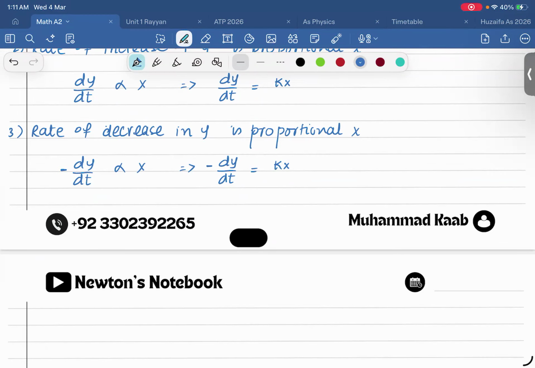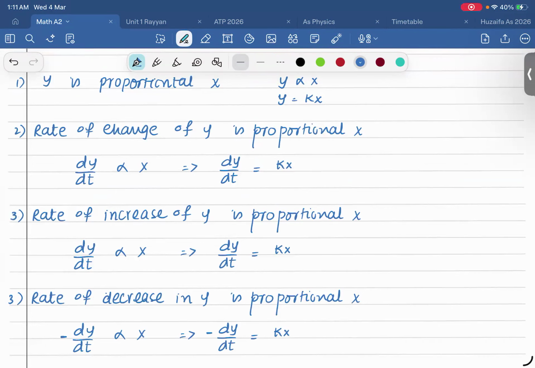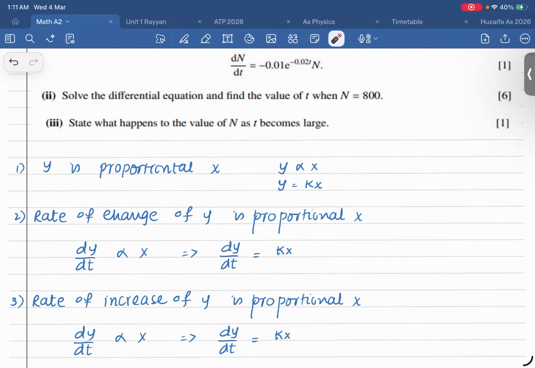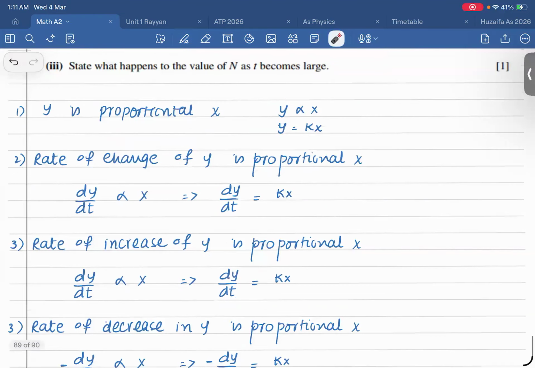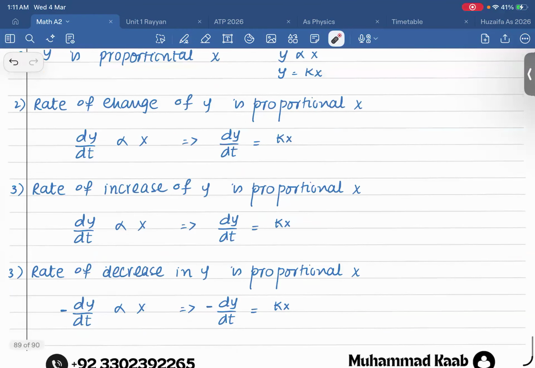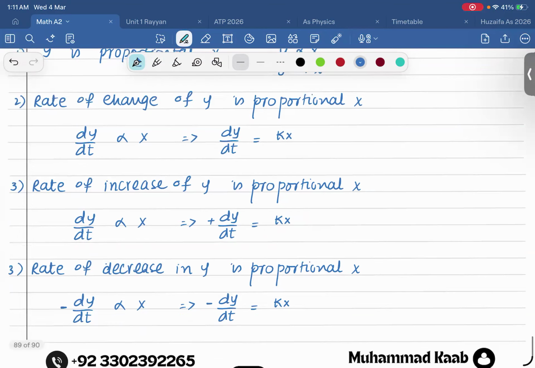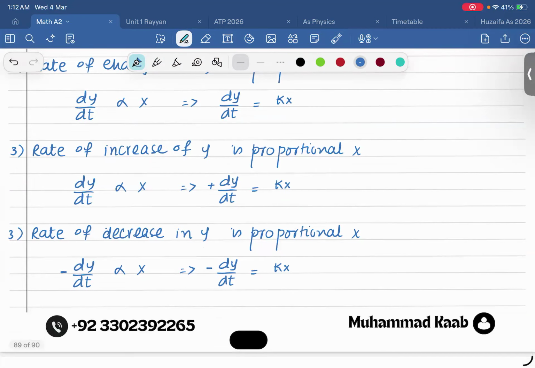Clear? So if y is proportional to x, then it would just be y directly proportional to x. But if the rate is involved with any of the variables, then you have to put dy over dt, or if it is with another variable, then dx over dt, or whatever you have. For increase, you put the positive sign, or it's fine if you don't, because we generally consider nothing as a positive sign. But for the rate of decrease in y, you have to put the negative sign to show the decrease.